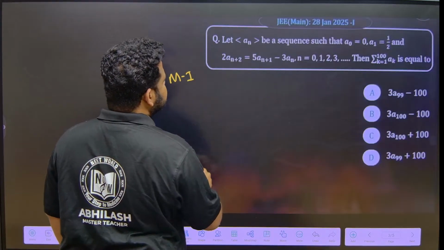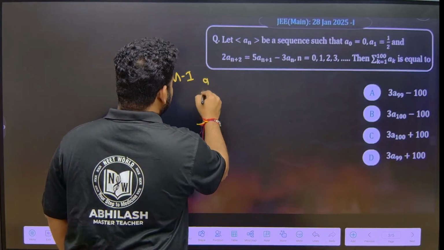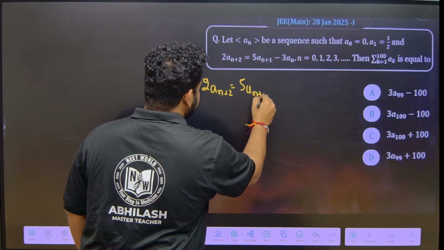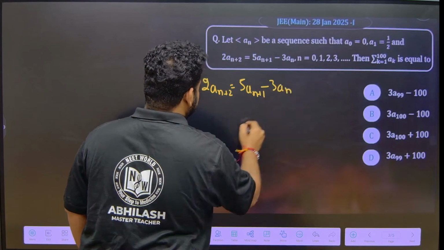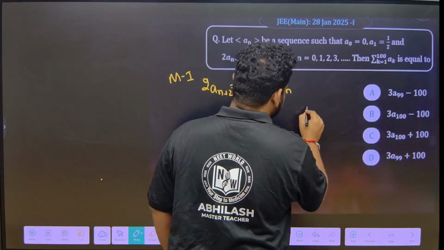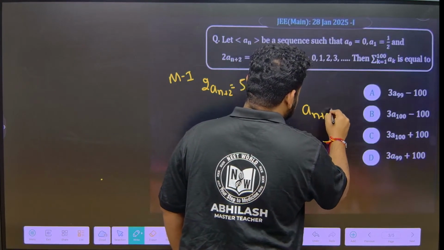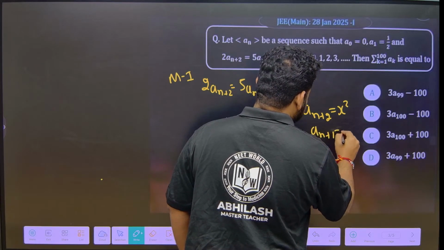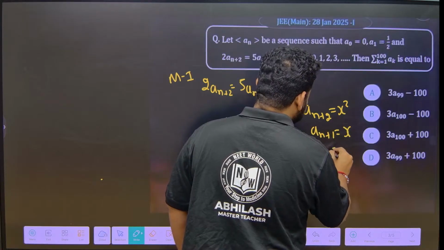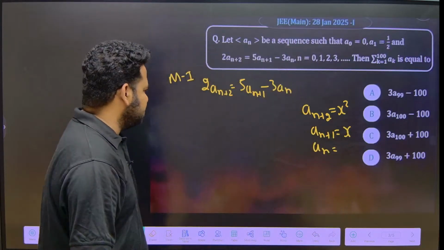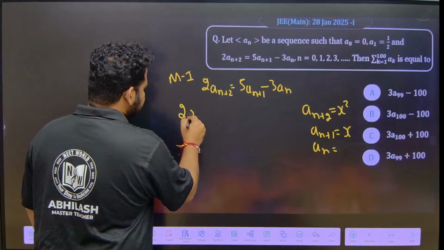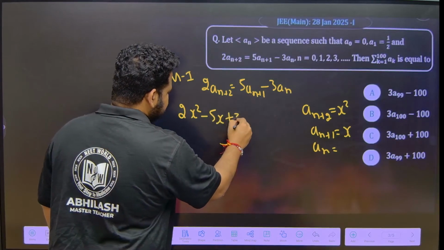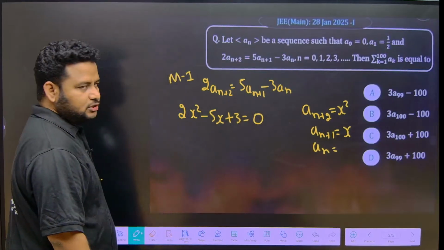What have they given us? 2a_{n+2} is equal to 5a_{n+1} minus 3a_n. Observe, friends: if I write a_{n+2} as x squared, a_{n+1} will become x, and a_n will just become a constant. So this I can write as 2x squared; if I bring it to this side, this becomes minus 5x plus 3 is equal to 0.